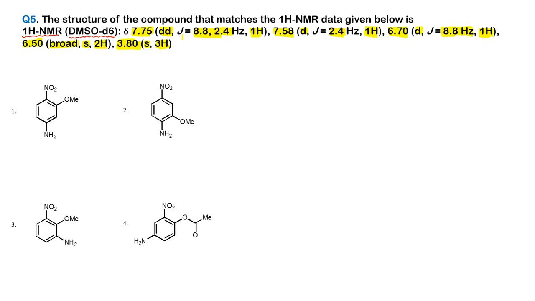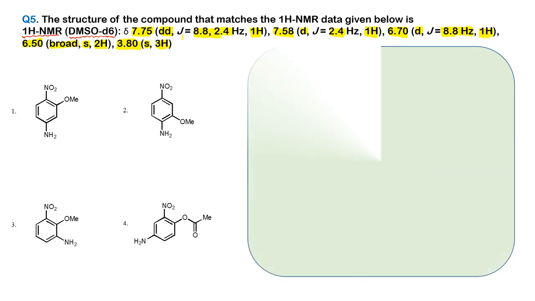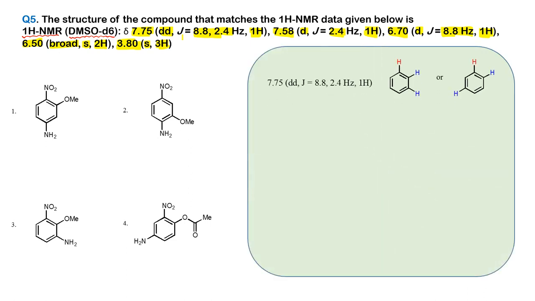So based on this data, we need to identify the fragments of the molecule, and through this we'll try to collect the information. One by one we'll do this. First of all, the value 7.75 is a doublet of doublet, with the two coupling constants 8.8 and 2.4. This information is giving an idea about the two couplings. 8.8 suggests an ortho coupling, and 2.4 indicates a meta coupling.